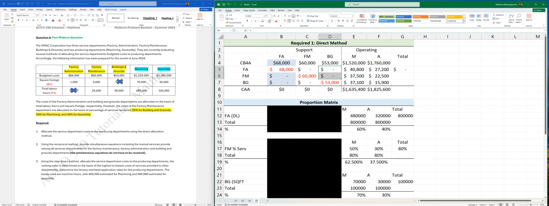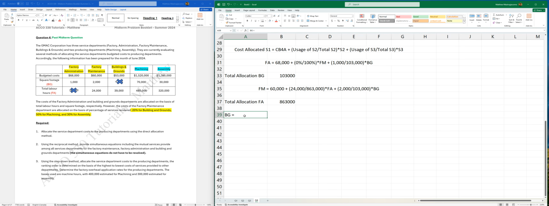And then, guys, we're basically going to receive two amounts here and here. In the reciprocal method, that's what it looks like. So we have to build those equations just to figure out what these amounts would be. So B and G, we have 53,000. Then the first thing, B and G is going to receive help from factory admin. Building and grounds use 39,000. So we see here in the building and grounds column, they use 39,000 of the total 863, because we did the total allocation right over here. So we do that times FA.